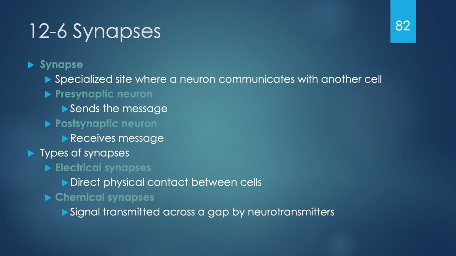There are two types of synapses, electrical and chemical. Electrical synapses are actually quite rare, and they require direct physical contact between the cells. Now, chemical synapses are much more common. In this case, what we have are two cells that are very close, but the signal is going to be transmitted across the gap, across the synapse, by neurotransmitters. So this is responsible for transmitting a ton of information.